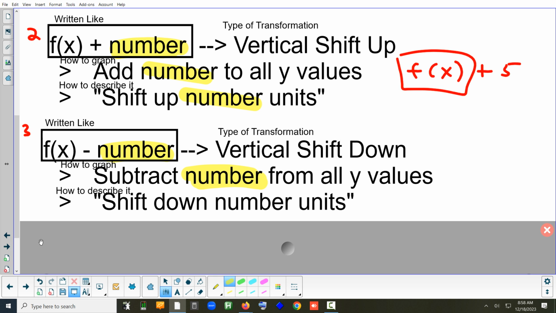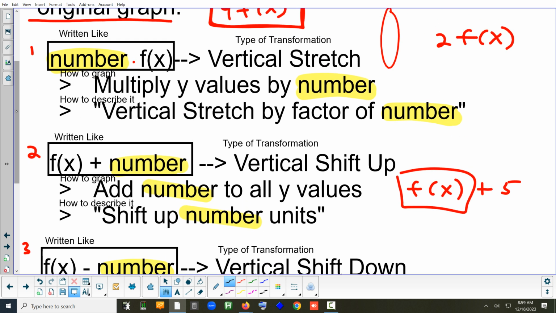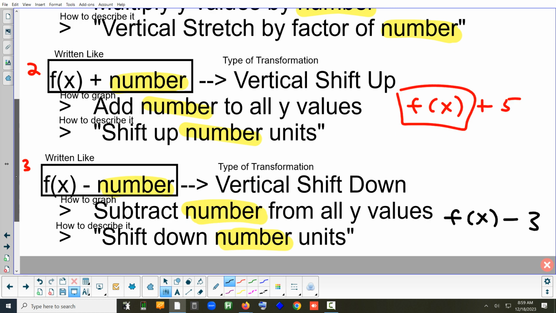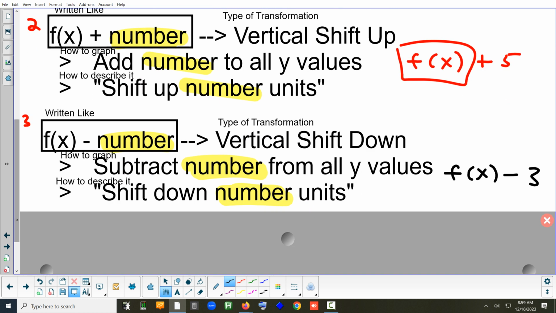And how do you describe that one? You would say shift down. And you don't say the word number, you fill in the number. So let's say we had something like f of x minus 3. The first thing I would do is say, okay, I have a problem and it has a -3 on the end. So I look at all my boxes and ask, is it times a number in front? No. Is it plus a number at the end? No. Is it minus a number at the end? Yes.